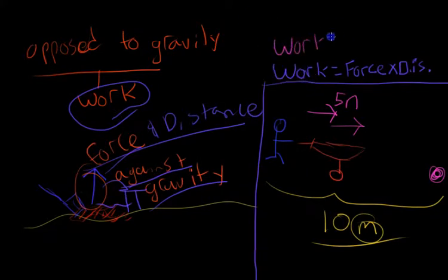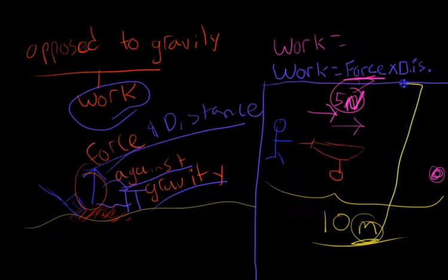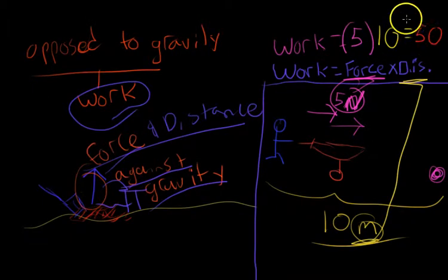Work equals force. We have the force in newtons. Sorry, I should have done a capital N. Newtons is our force, and we have our meters, our distance. So let's plug it in: 5, I always use parentheses for multiplication, just a little neater, times 10, and we know that equals 50. But 50 what, you're asking?